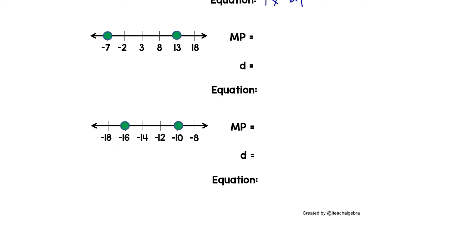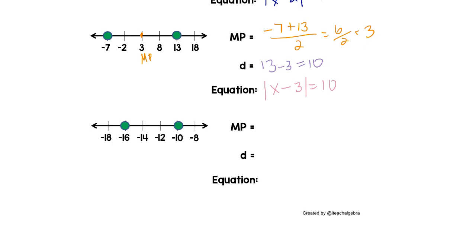First, find the midpoint. So here we have negative 7 plus 13 divided by 2. That is 6 over 2. That's 3. So 3 is the midpoint. The distance from the midpoint to the end is 13 minus 3. That's 10. So our equation is the absolute value of x minus the midpoint, 3, equals the distance to the end, 10. Try the last one on your own, please, and then we'll be all done for the day.